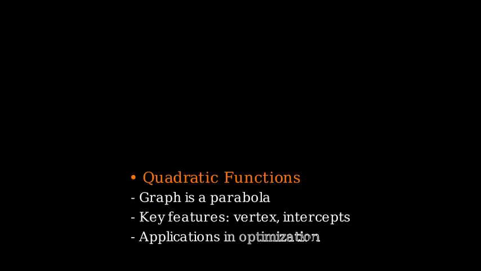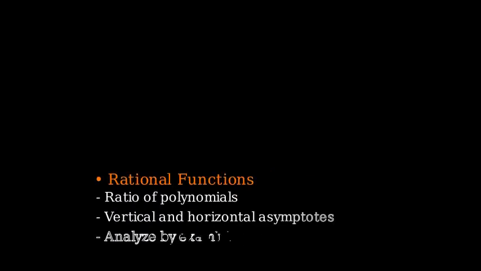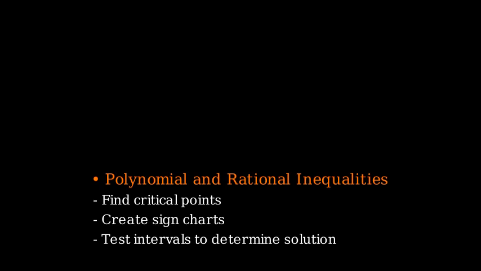In conclusion, we've covered 3 essential mathematical topics: quadratic functions, which form parabolas and have applications in optimization and physics; rational functions, which involve fractions of polynomials and feature vertical and horizontal asymptotes; and polynomial and rational inequalities, which we solve by identifying critical points and analyzing the sign changes. These concepts form the foundation for many advanced topics in calculus and higher mathematics. Remember to practice these methods with various examples to gain confidence in applying them.